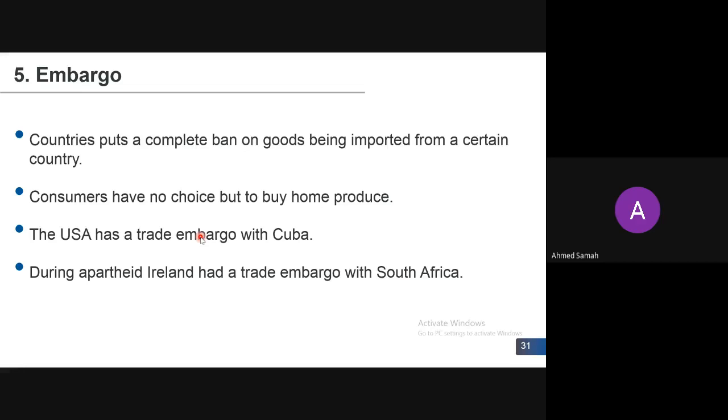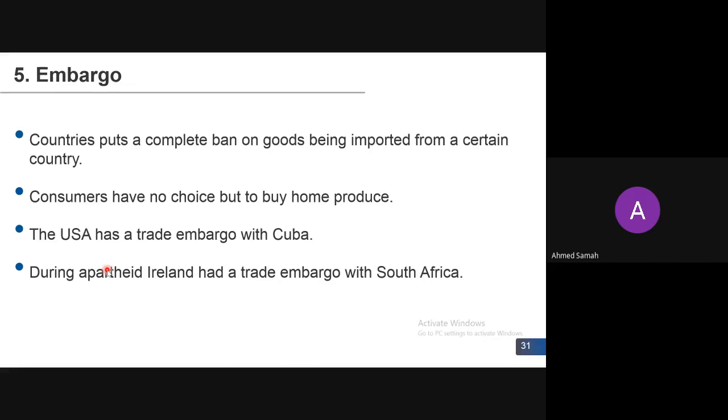During apartheid, Ireland had a trade embargo with South Africa. This was a period when there was racial discrimination in South Africa. Because of that, Ireland introduced a trade embargo on the exports of South Africa.